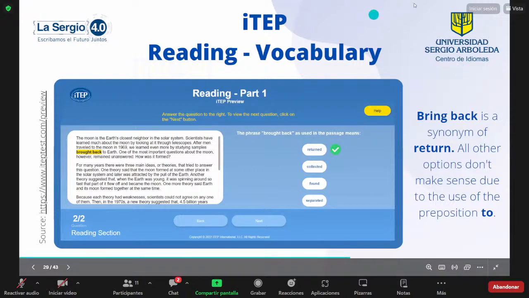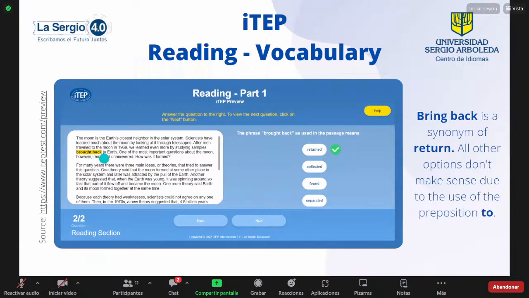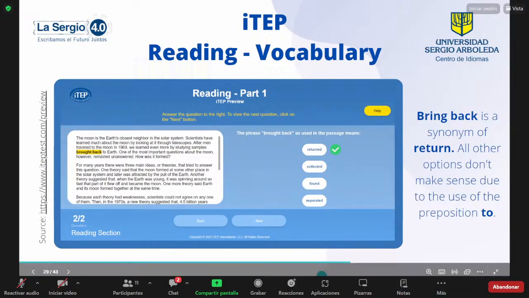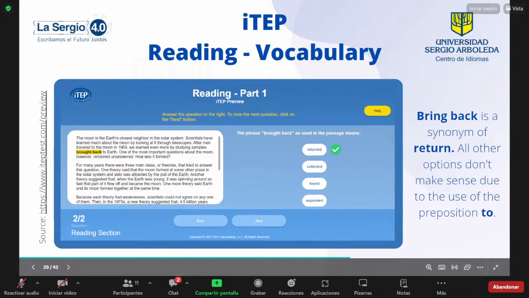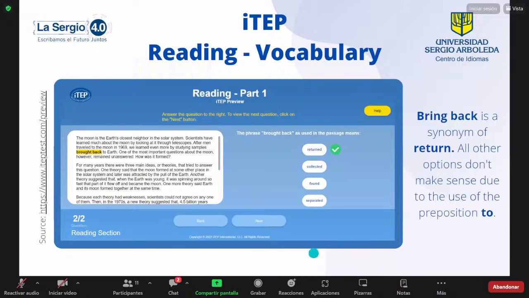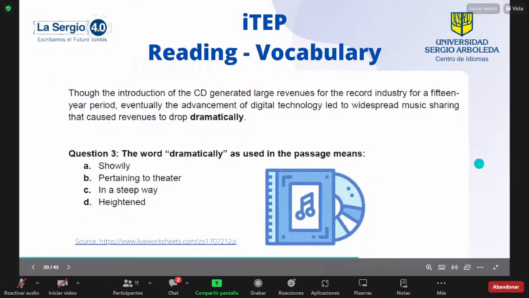Ahí tampoco cambiaría, ¿no? Brought back to earth, collected to earth, found to earth, separated, returned to earth. So only if you are going to switch it there, the only one that would work is returned. Very good, guys. Now you're on a 5, no? You're super ready for this part of reading.